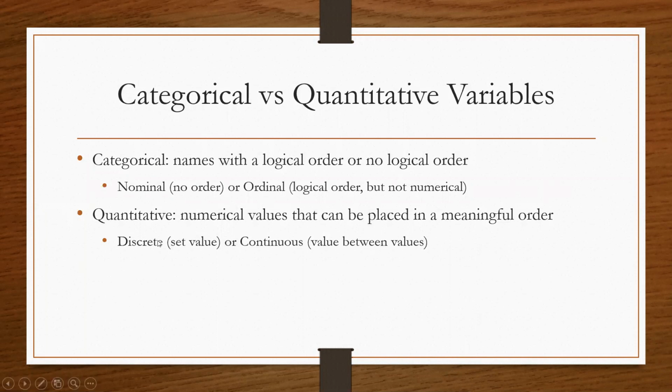For quantitative, you have discrete, which is basically a set value, simply one number and nothing else, or continuous, which can go on for a few decimal places. It can go a little bit further than just being discrete.